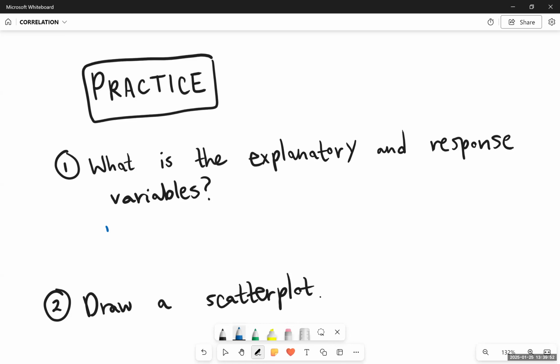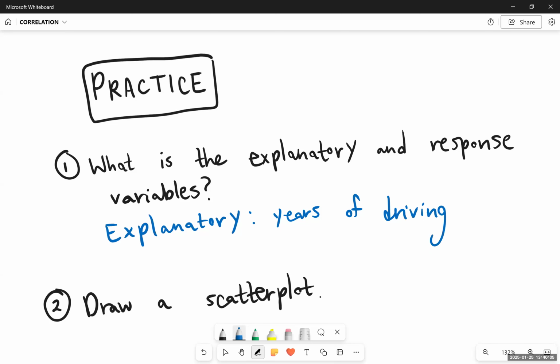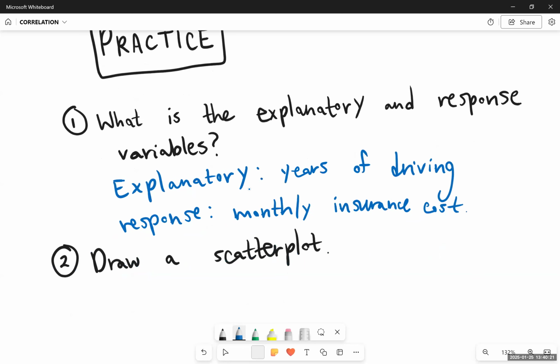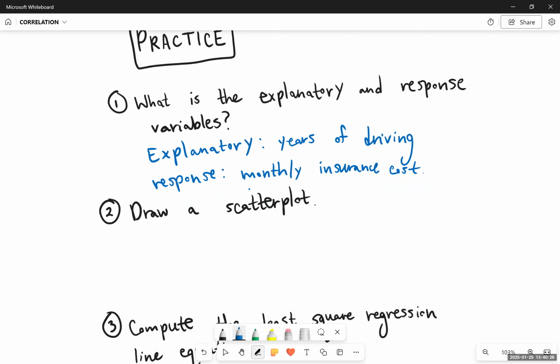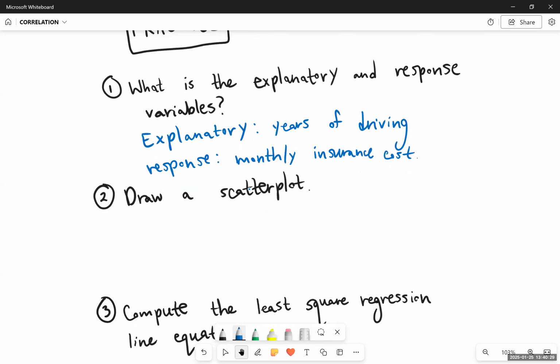So here, the explanatory or independent variable would be years that you've been driving, because that will then determine the response or dependent variable, which would be how much your insurance costs per month. There you go. You can think of it in any other bivariate data set and in the context, say it out loud to yourself and think which depends on the other.